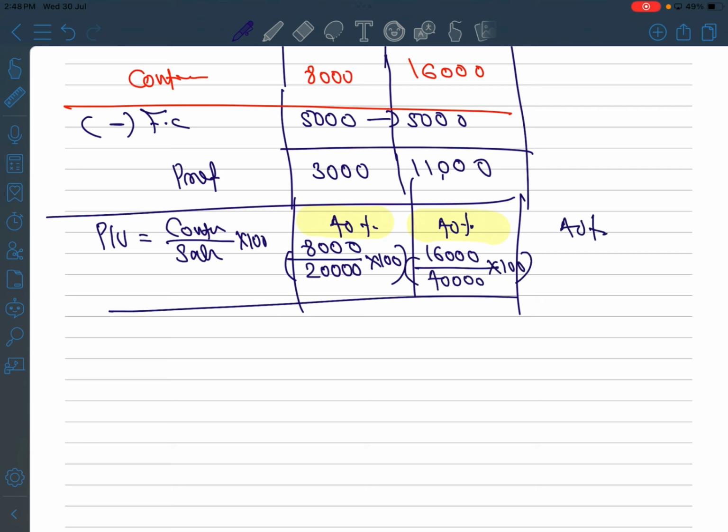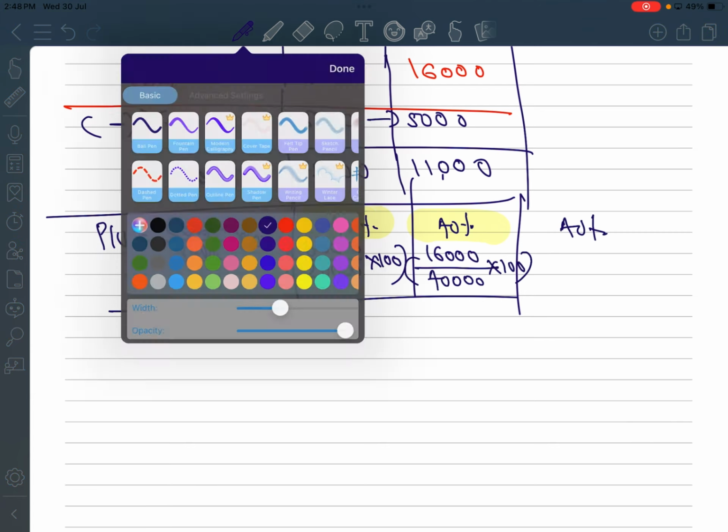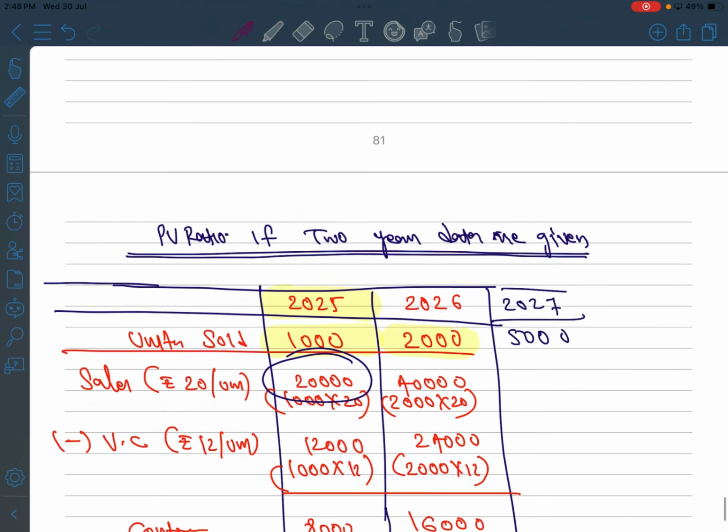Then when will PV ratio change? If selling price increases or decreases, or variable cost increases or decreases, or fixed cost increases or decreases, the PV ratio will change. Yeah, there is a mistake in that statement. We'll correct it later. Anyway, now what is the purpose of this topic here?